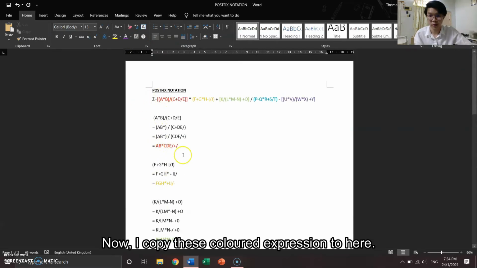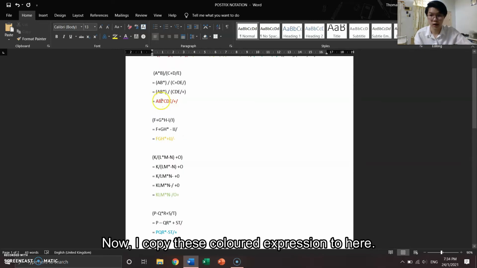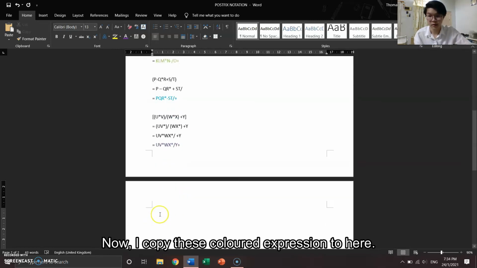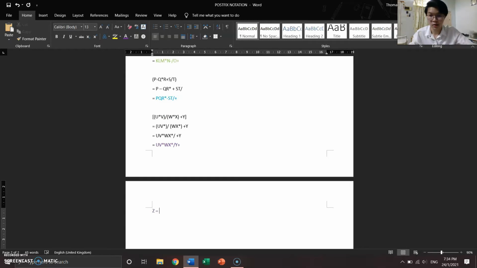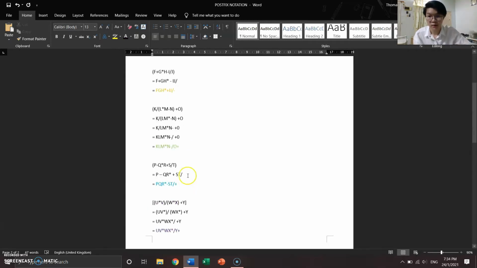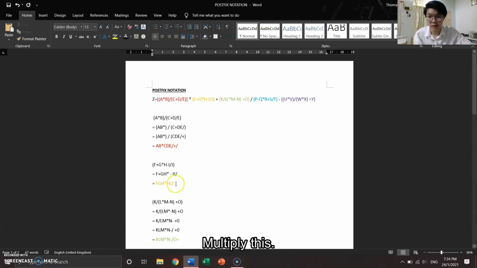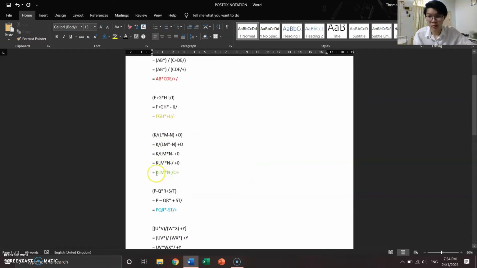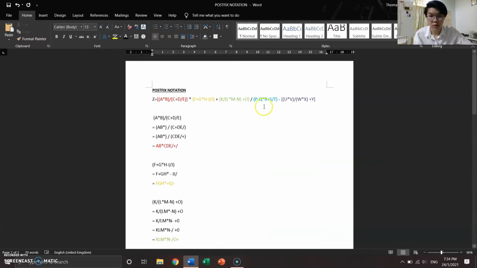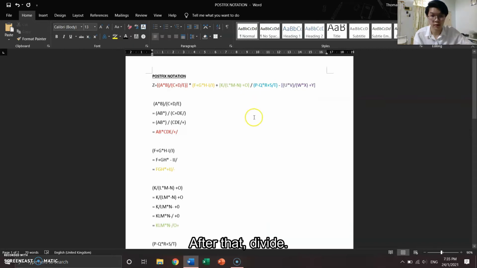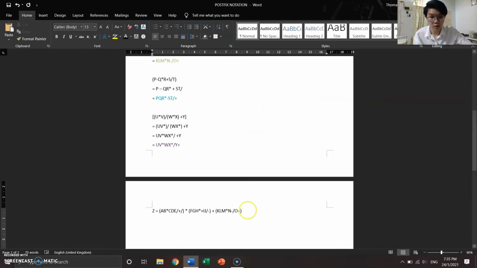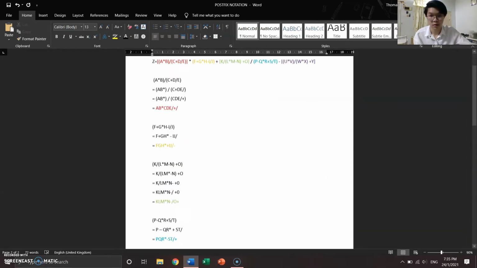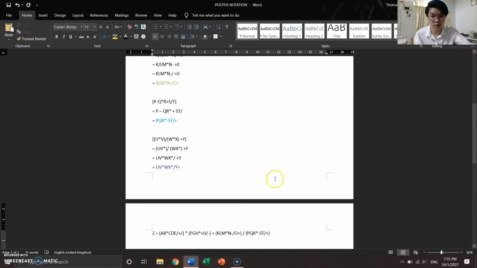Now I copy this colored expression to here. Okay, multiply this. Then plus. After that, divide. Then the last part is minus.